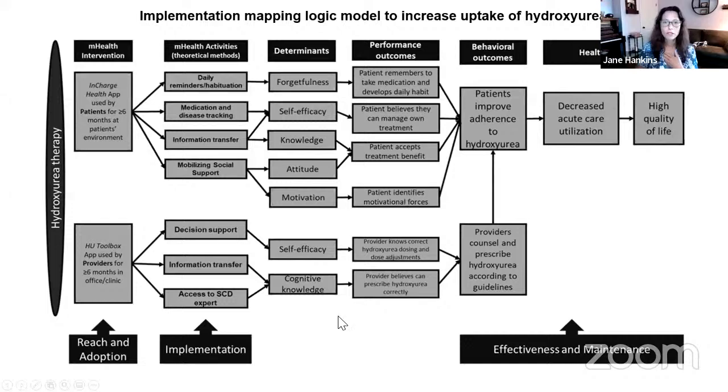And then here on the bottom of this picture are the implementation outcomes that Dr. Bauman mentioned. So the reach and adoption: are the apps reaching the population that we want? Is it being adopted by the clinics? How is it being implemented? Does the app work the way we designed? Is it being introduced to the users in a way that they understand? And then the effectiveness and maintenance over time, as it continues to be used over time.